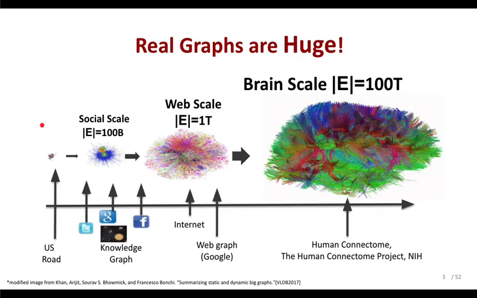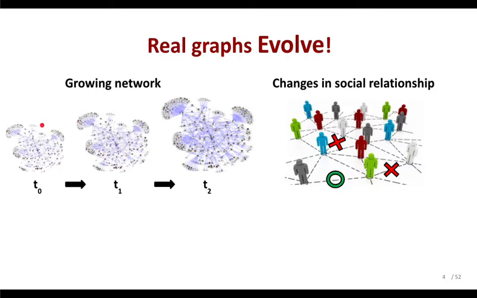The real graphs are huge. Typical social scale graphs contain 100 billion edges, and web scale graphs have more than 1 trillion edges. Furthermore, the size of a brain graph, known as a human connectome, can reach 100 trillion edges. Another aspect is that these graphs even evolve over time. The network can grow over time and social relationship changes over time, and we call them dynamic graphs.